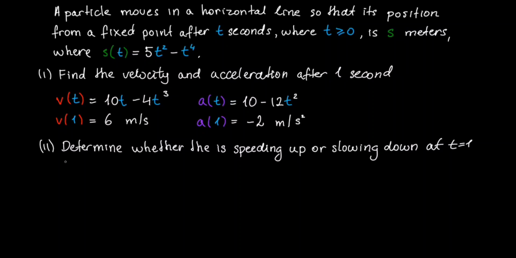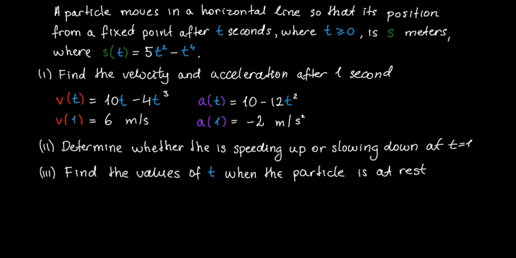Now, for the next question, they asked us to determine whether the particle is speeding up or slowing down at t equals 1. Now, since we have a positive velocity, however a negative acceleration, it means we are still moving forward. However, we're trying to accelerate backwards. This tells us that the particle is actually slowing down because of the opposite signs of acceleration and velocity.